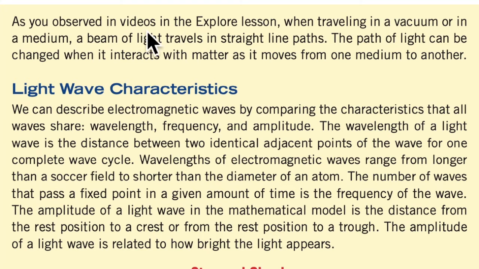As you observed in videos in the Explore lesson, when traveling in a vacuum or in a medium, a beam of light travels in straight line paths. The path of light can be changed when it interacts with matter as it moves from one medium to another.